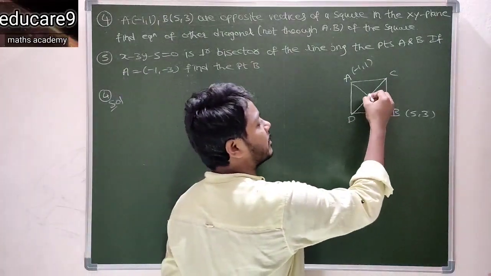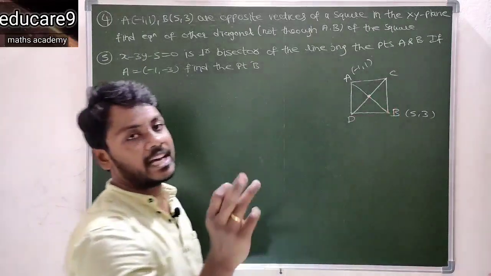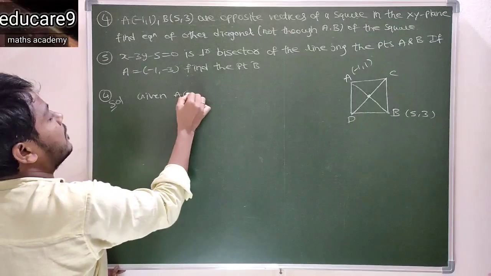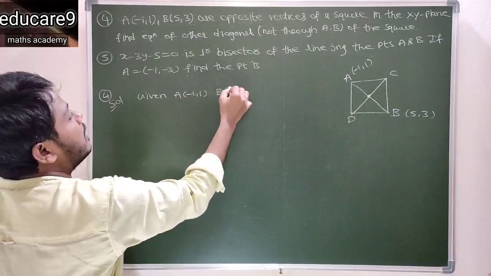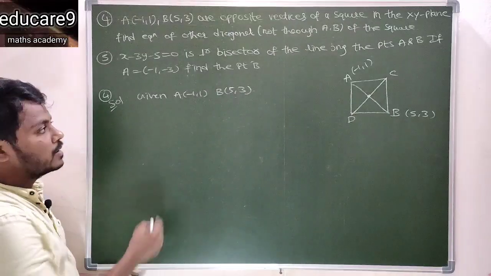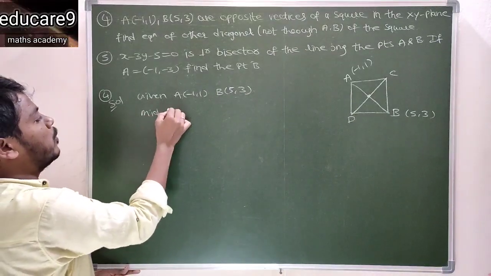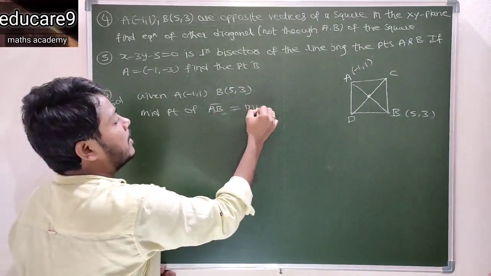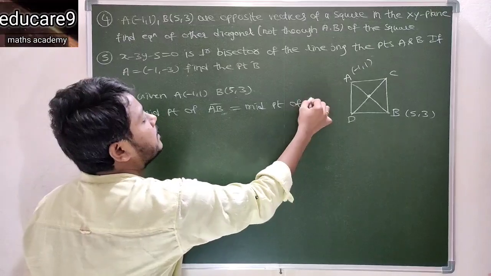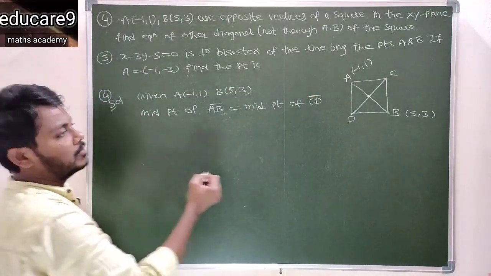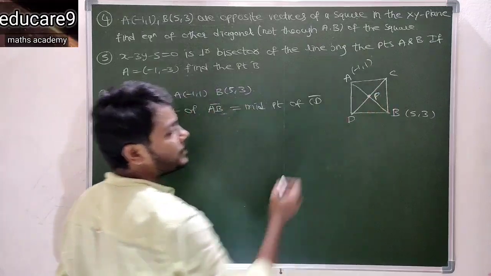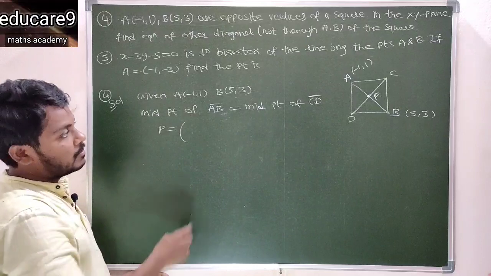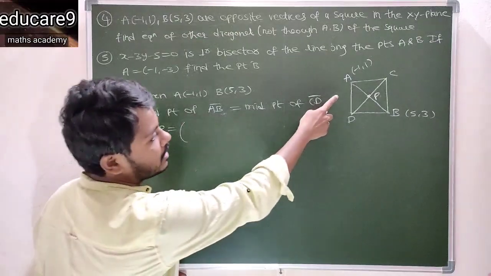So clearly you know that midpoint of AB and midpoint of CD are equal. So see here, given A minus 1 comma 1, B 5 comma 3. So clearly midpoint of AB is equal to midpoint of CD. Suppose that is some P. So clearly what is P? Midpoint of AB, that is what?